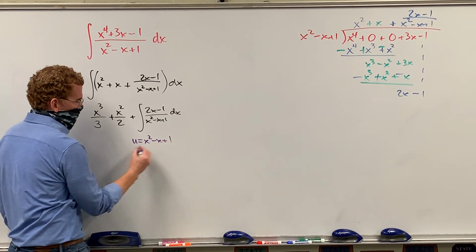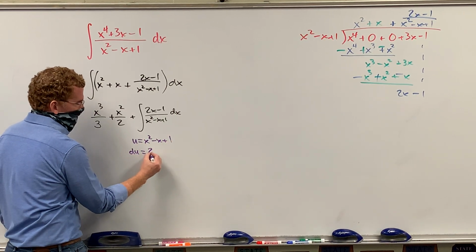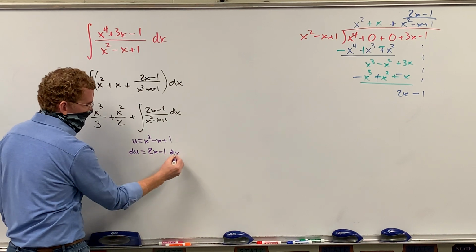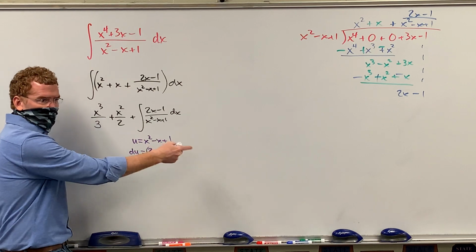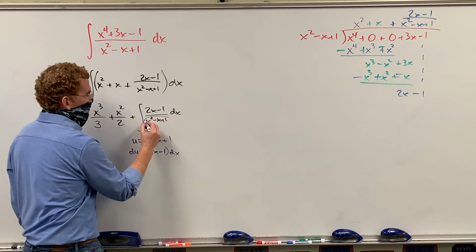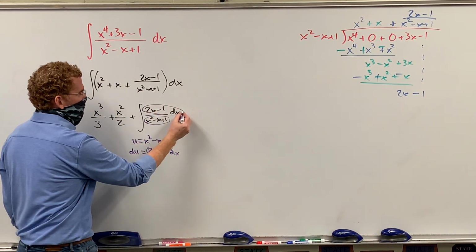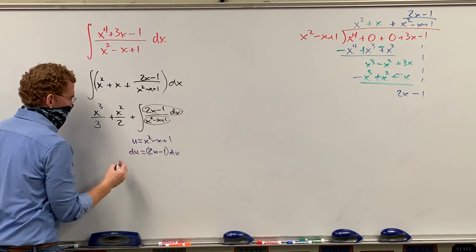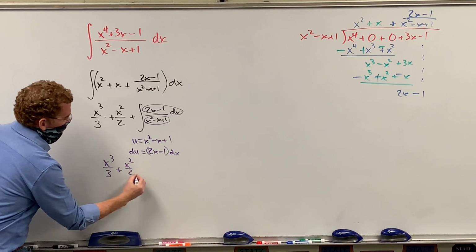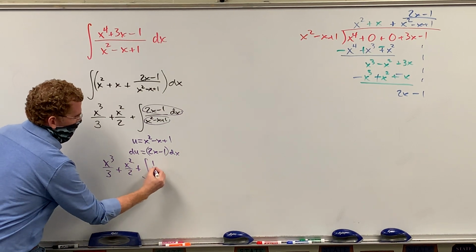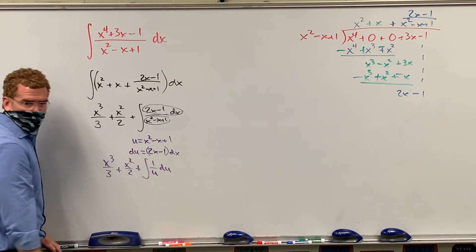x squared minus x plus 1. My du is (2x minus 1) dx. And by the way, when you write 2x minus 1 dx, it really means the parentheses 2x minus 1, dx. Well, there's my u, there's my du. So this part right here is really an integral of 1 over u du problem, isn't it?